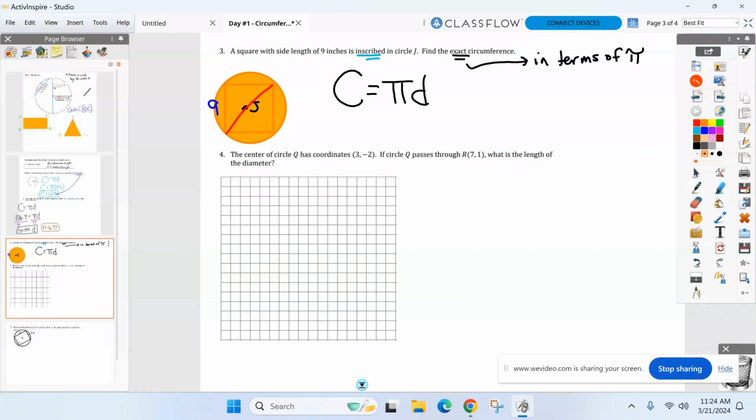Thank you. I'm trying to get you guys to use your facts to prove this stuff to me. Good. Now we can use Pythagoras. There we go. A squared plus B squared equals C squared. This hypotenuse, this diagonal will be the same as the diameter. Where do the 9s go? Because all sides in a square are equal. Where are these 9s going to go?